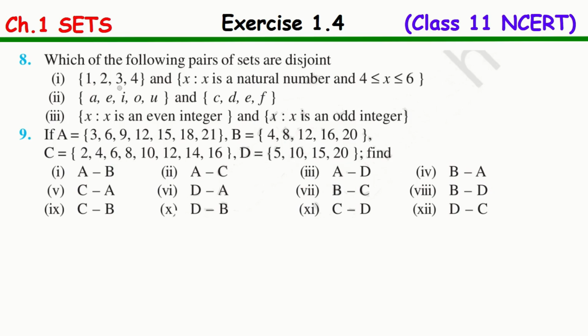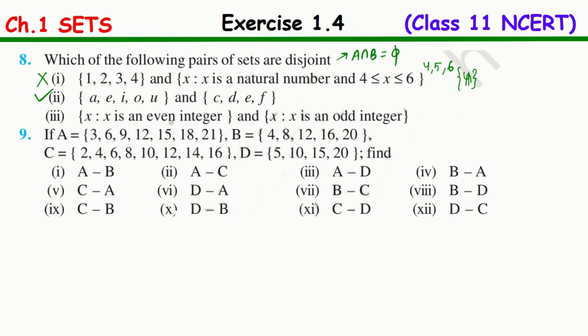The eighth question says: which of the following pairs of sets are disjoint? Disjoint means nothing is common, so the intersection will be empty. For the first part we have 1, 2, 3, 4 and X is a natural number between 4 and 6. So this set is 4, 5 and 6 and the other is 1, 2, 3, 4. We can see the common element is 4. So this is not disjoint, because it has a common element which is 4. Second part is this set and this. Is there anything common? No, there is nothing common. So yes, it is disjoint.